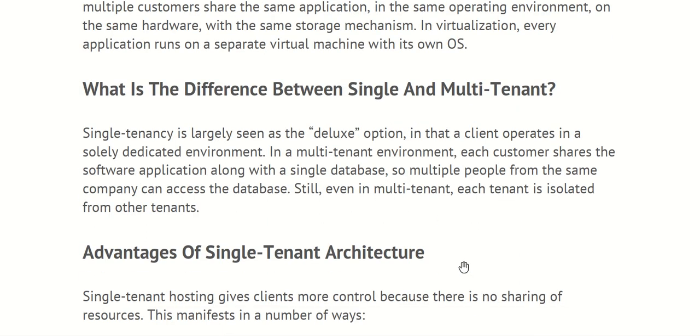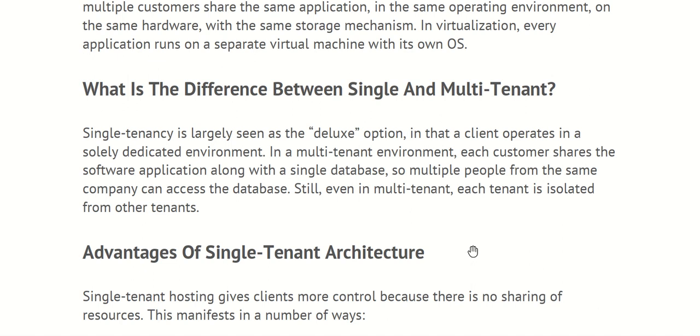Now, what is the difference between single and multi-tenant? Single tenancy is largely seen as the deluxe option in that a client operates in a solely dedicated environment. He has all the luxury. Nobody will disturb. Nobody will sabotage the resources. Okay, everything is dedicated to him or her only. In a multi-tenant environment, each customer shares the software application along with a single database, so multiple people from the same company can access the database.